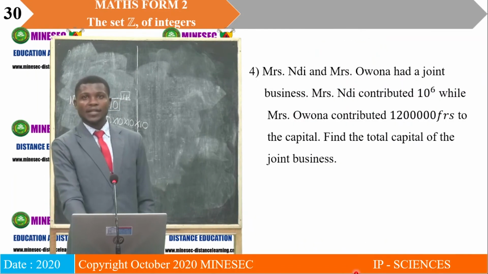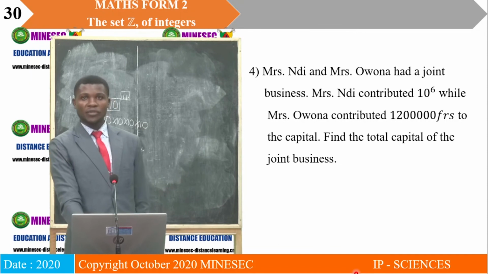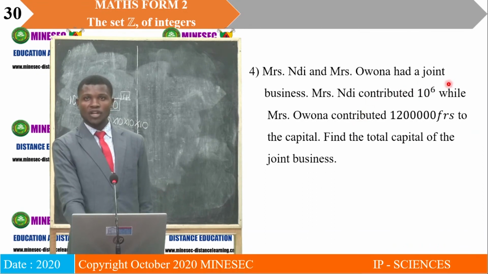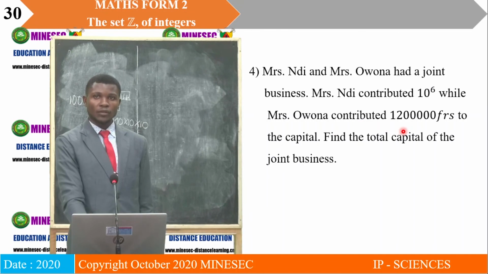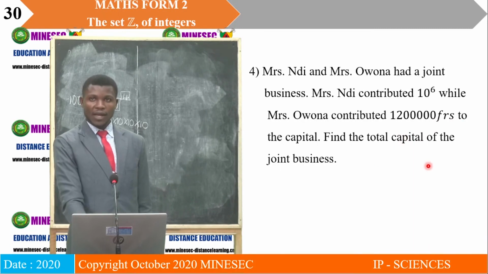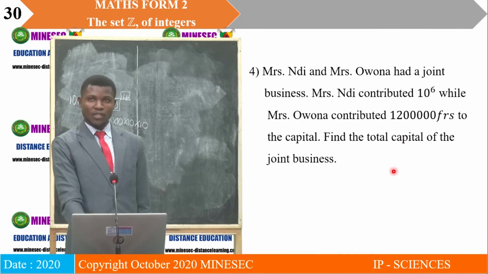The fourth question for the assignment, this is what it reads. Mrs. Ndi and Mrs. Owona had a joint business. Mrs. Ndi contributed 10 raised to the power 6 francs, while Mrs. Owona contributed 1,020,000 francs to the capital. Find the total capital of the joint business.